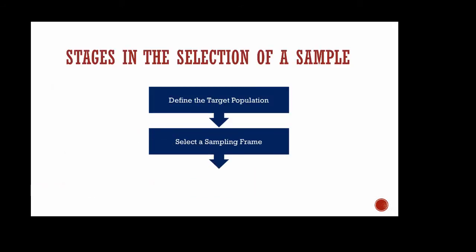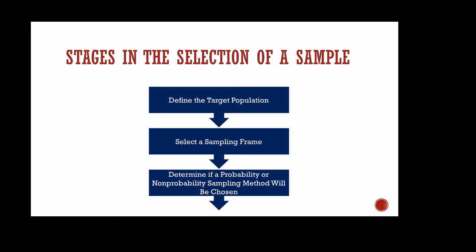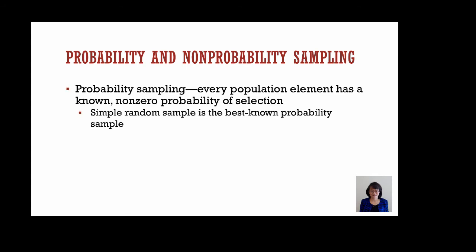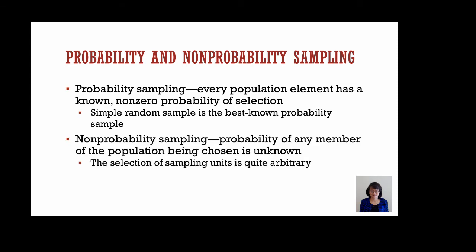The next step is to determine if a probability or non-probability sampling method will be chosen. The two major classes of sampling methods are probability and non-probability techniques. Probability sampling is a sampling technique in which every member of the population has a non-zero probability of selection. Non-probability sampling is a sampling technique in which units of the sample are selected on the basis of personal judgment or convenience. The probability of any particular member of the population being chosen is unknown.